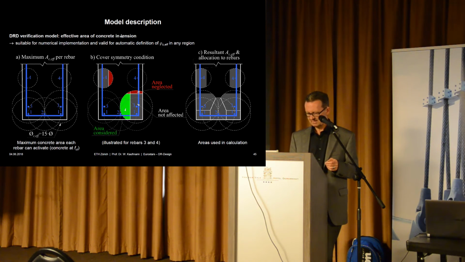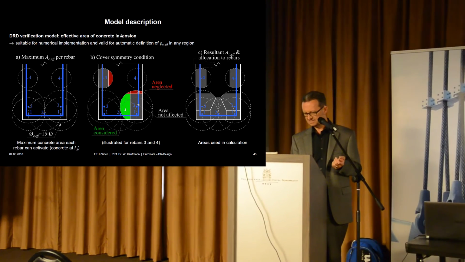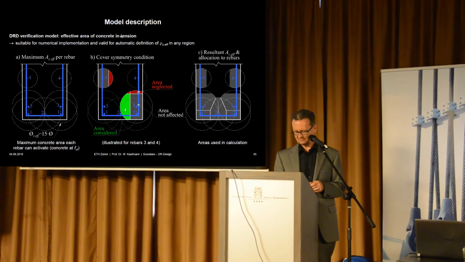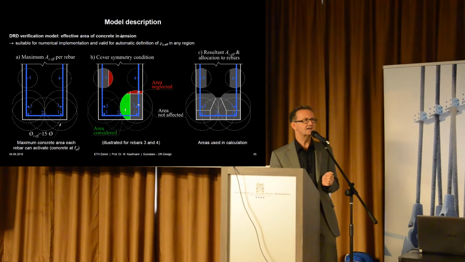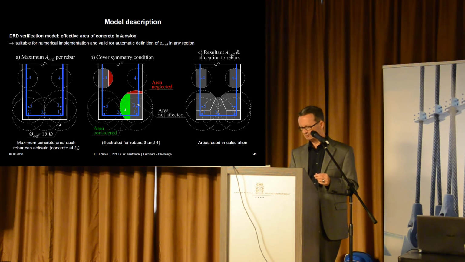Then we apply a cover and symmetry conditions, drawn here for rebar 3 and 4. So this is the simpler one. There it's simply, if it's outside the section, of course, we have to neglect it. We don't have that concrete. And then we also neglect it on the inside of the section. Now for this rebar down there, we do the same. We neglect this part because this part is out of the cross-section. But we do take into account that green one. Because of course, symmetry condition, we have another rebar over there.